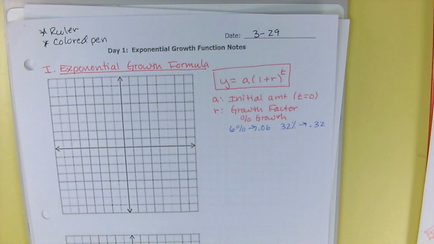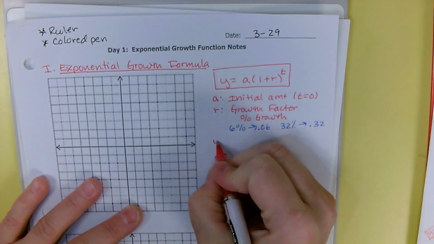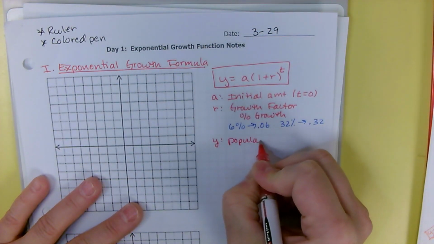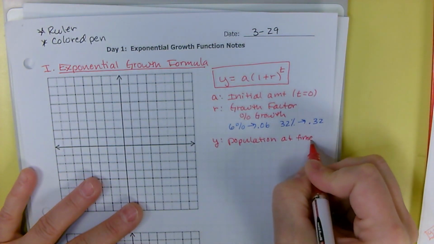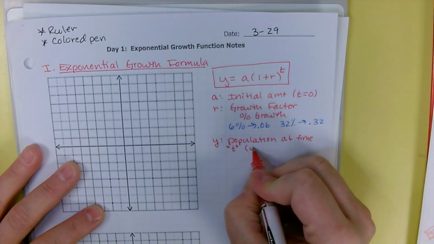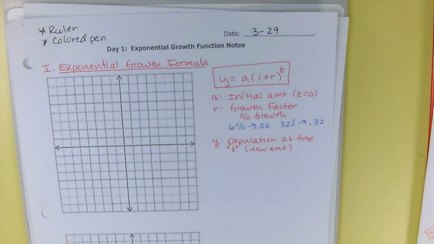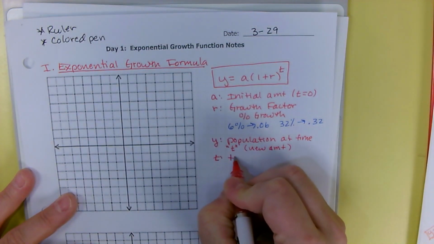Okay, so let's go on. What is y and t? The letter y is the population at time t. So after t number of years passes, how much is there? You can also think of this as the new amount after time has passed. And then, of course, t is time.